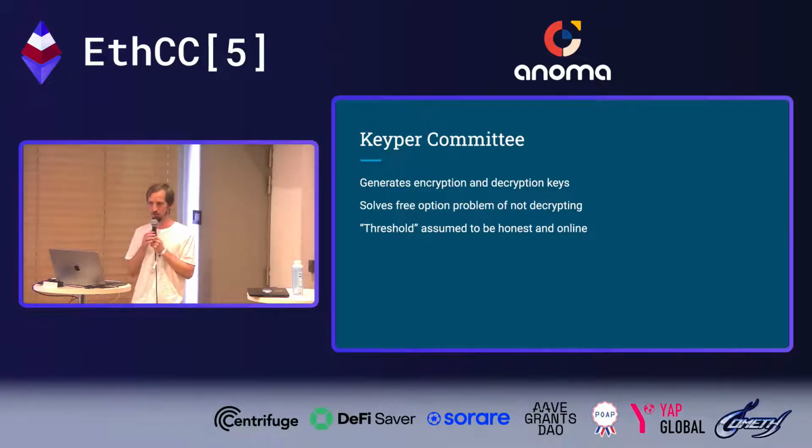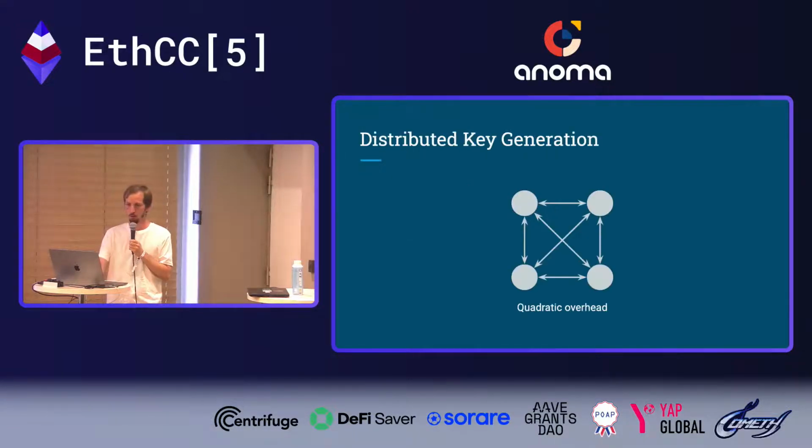It's a committee. We could use a single entity. That would be pretty bad because we would have to trust them to do their job properly. For this committee, we only have to assume that a threshold of them are honest and online. So, for example, 2/3 of them could be 200 nodes. I think this is a good security assumption that's justified. They run a DKG protocol.